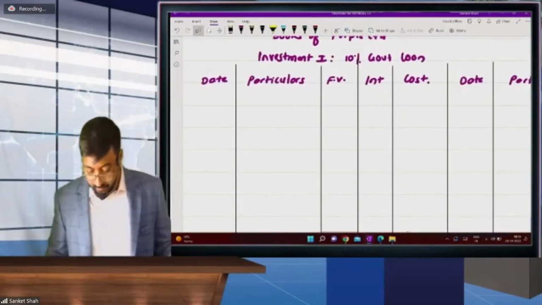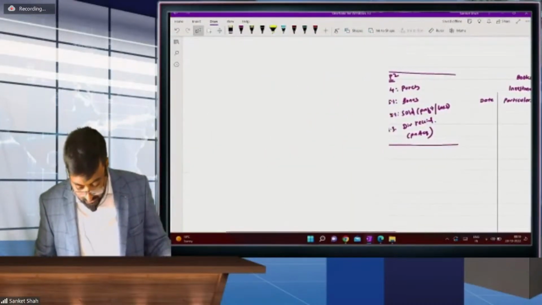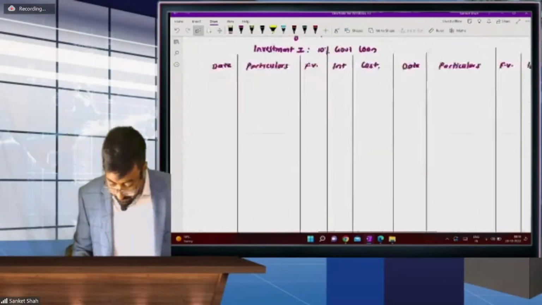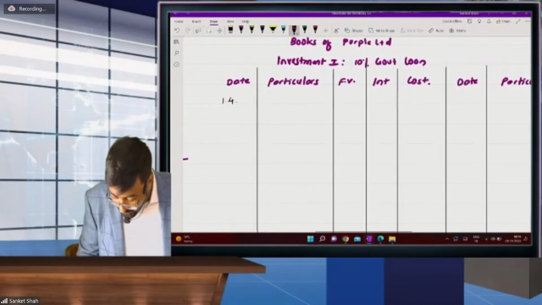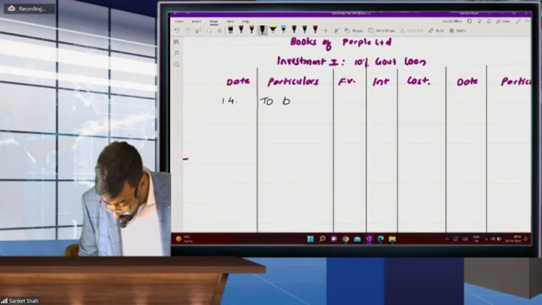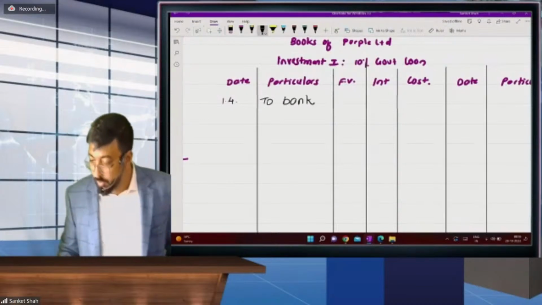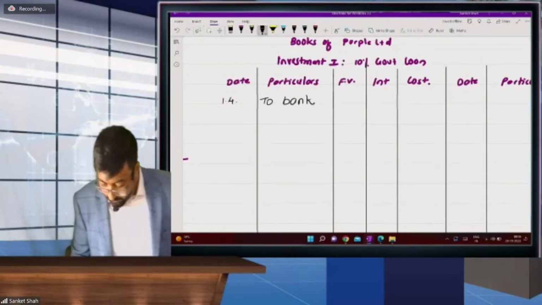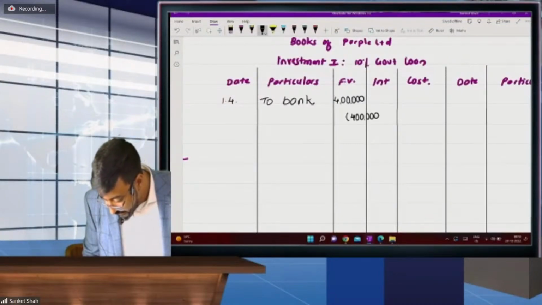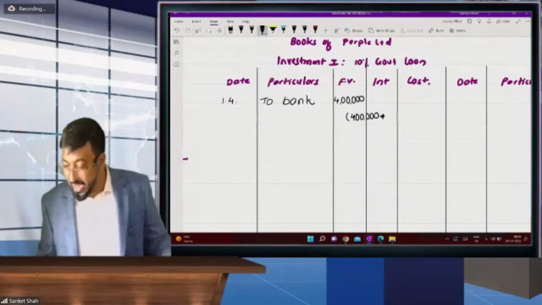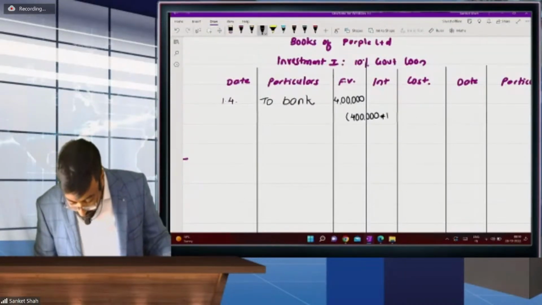Date. So first date is 1st April. To bank. What is the face value? 4 lakhs. Interest: 4 lakhs into 10% into 5 by 12.